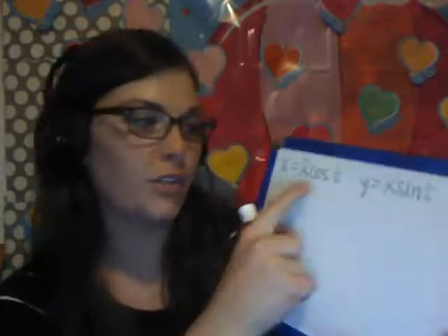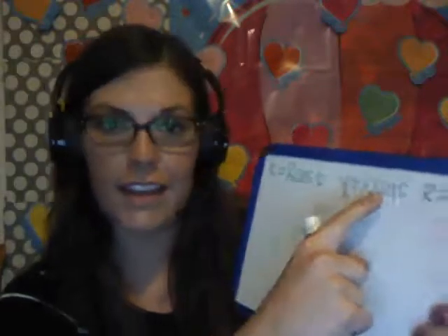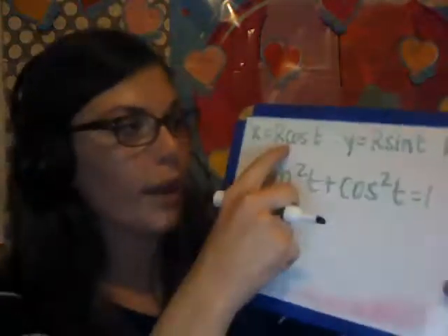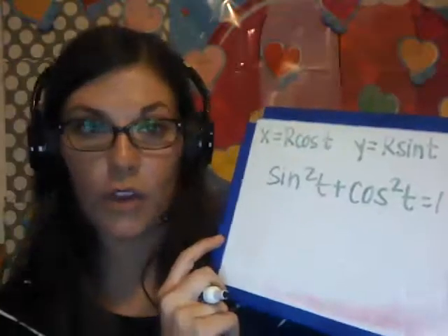So if I'm trying to relate cosine and sine by using trig identities, I think of the Pythagorean identity, which is sine squared plus cosine squared equals 1. Now notice in this form, right now I need to go ahead and move the r to the other side.